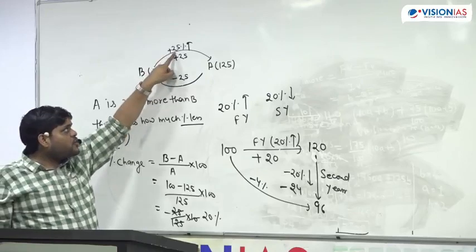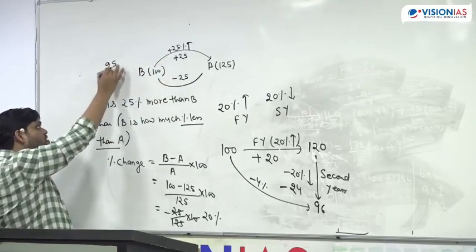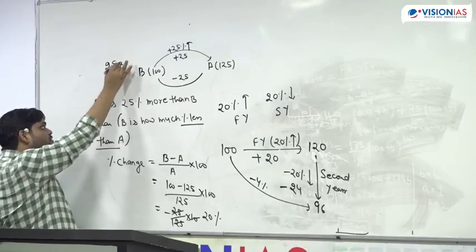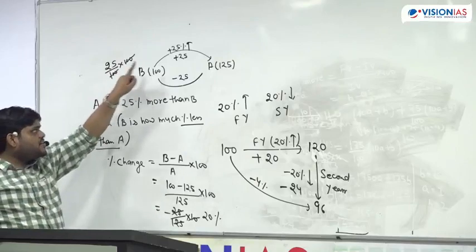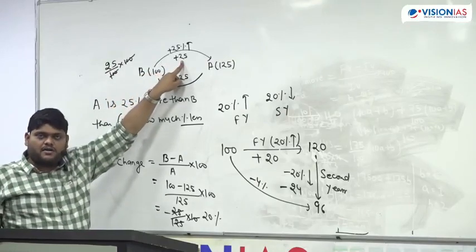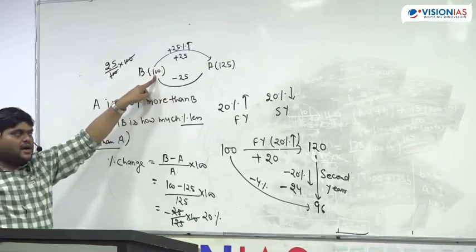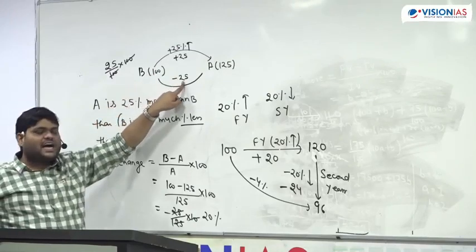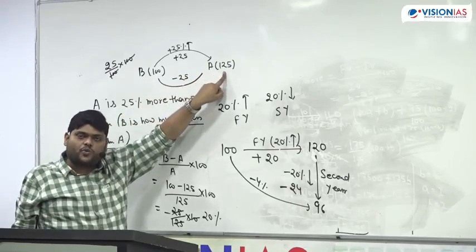How do we find out 25% of this number? Simply, we find 25% of 100 like this only. From here itself the 25 is coming. So we were increasing on the base value of 100. But now we are decreasing on a base value of 125.